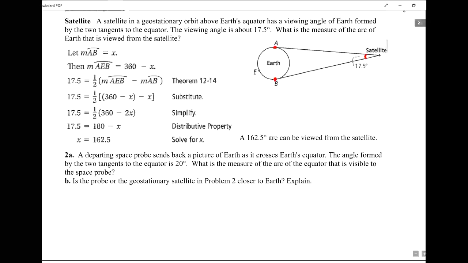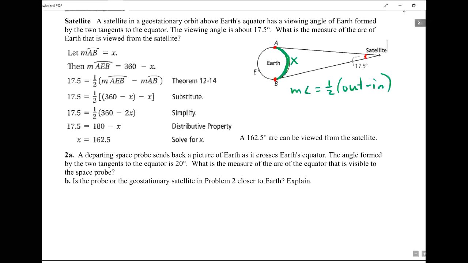There's our arc. What is the measure of the arc that is viewed from the satellite? So we want to know how much Earth here can be seen. That's our x. We want to know what is the viewing angle, measure of the arc that is viewed by the satellite. So we know that this is a difference problem, so the measure of our angle is 1/2 outside arc minus inside arc.